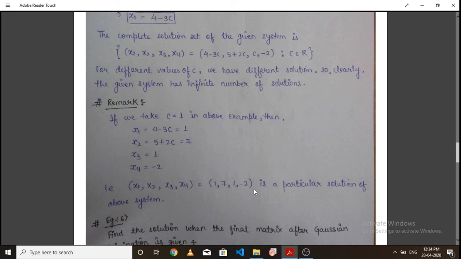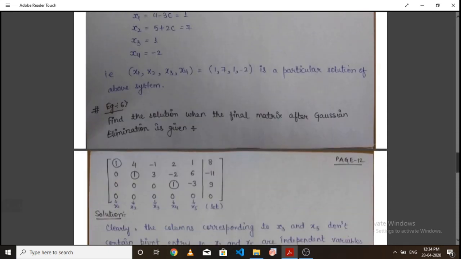So please keep in mind, if the examiner is asking about a particular solution, then after solving the example till here, you have to write this as well. Otherwise, if he is asking only about solving the system, you will do till here. I hope this is clear.